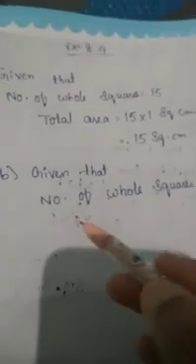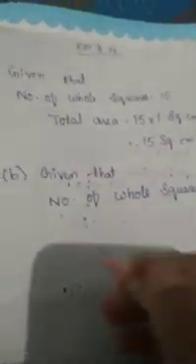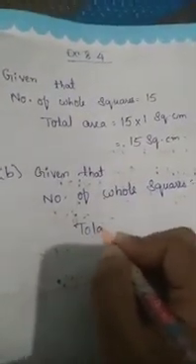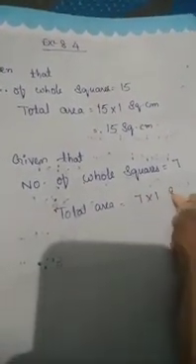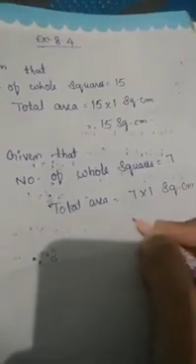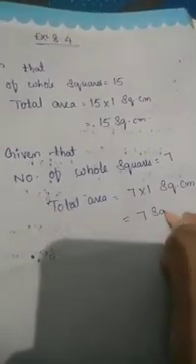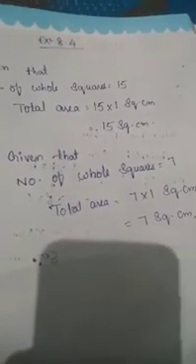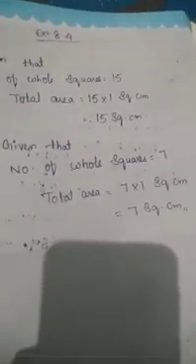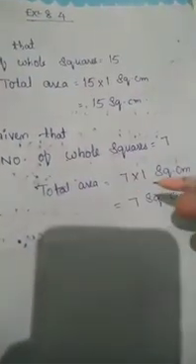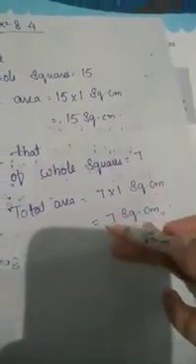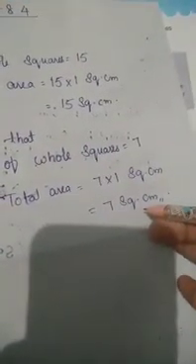Given that number of whole squares equals 7, so total area equals 7 into 1 square centimeter. So 7 ones are 7 square centimeter. Okay, so this is the answer. Total area equals 7 into 1 square centimeter. So 7 ones are 7 square centimeter. Similarly, you do the remaining problems.